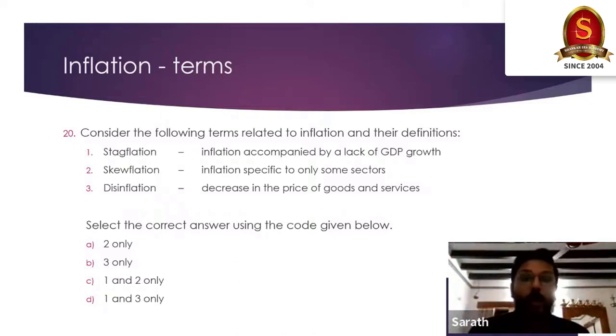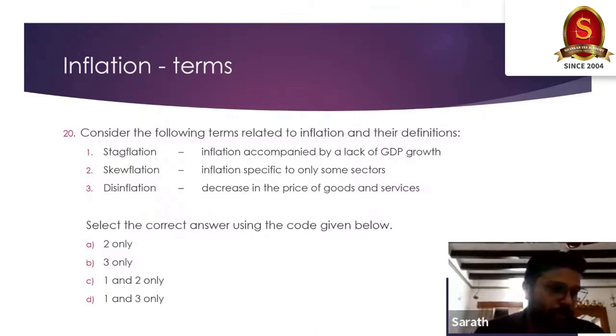So all the repo rate increases that the RBI is doing, when they're increasing the repo rate from 6 to 6.5 or whatever it is, those are measures to control inflation, right? Their intention is not to bring about deflation. Their intention is to bring about disinflation in the economy, reduce the rate of inflation from 6% to 4%. So disinflation is different, deflation is different. So here the answer is C, 1 and 2 only.